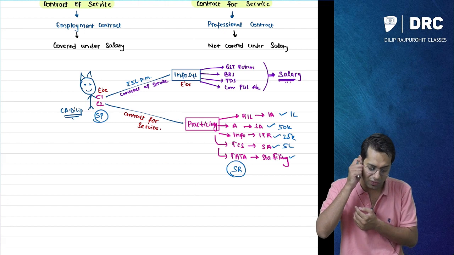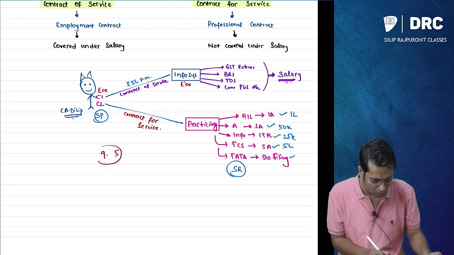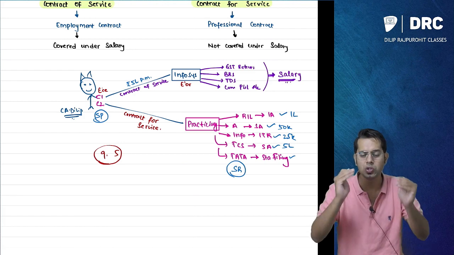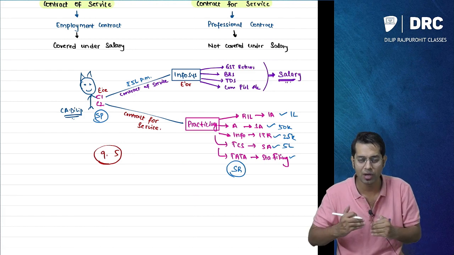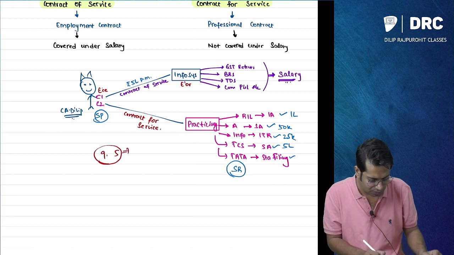But whereas in case of Infosys, I have a foundation. I should go from 9 o'clock to 5 o'clock. I should go to Infosys. I should sit over there. I should work for them. Whatever they are going to tell me, I am going to do those kinds of work. This is what a contract of service is.